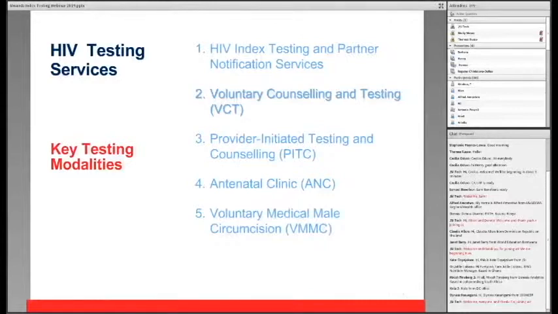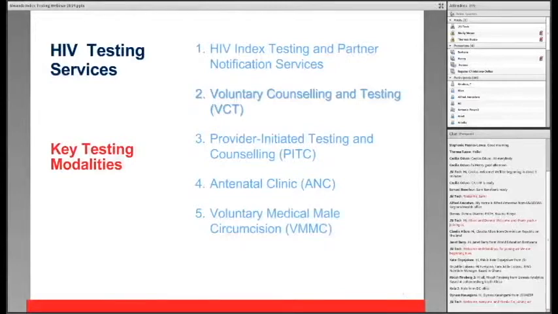So top on our list are HIV index testing and partner notification services. And then the other modalities are, of course, things that we've been doing, I think, for so many years now in an attempt to control the HIV epidemic. And these include voluntary counseling and testing, provider-initiated testing and counseling, ANC, each and every mother that comes in pregnant into the clinic, we avail them an opportunity to know their HIV status.